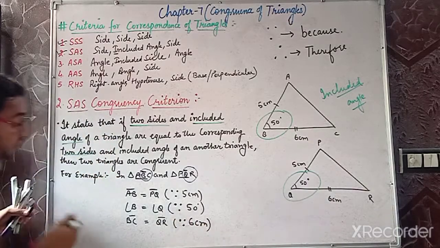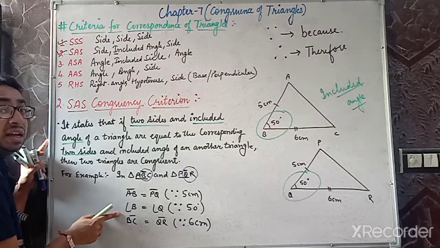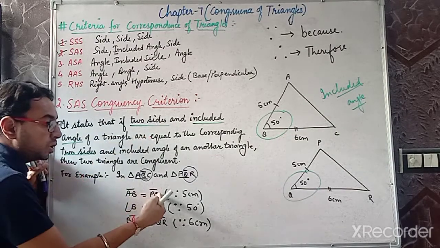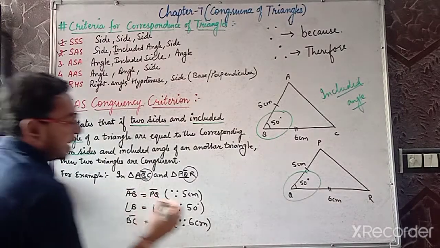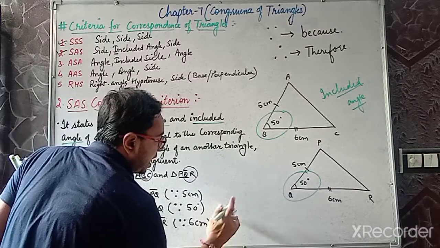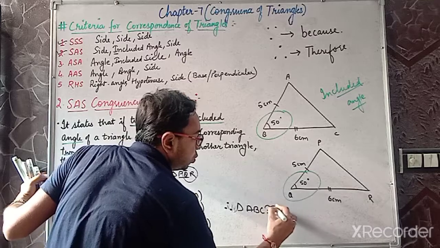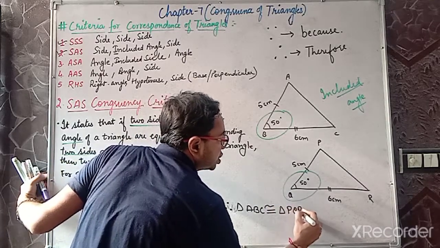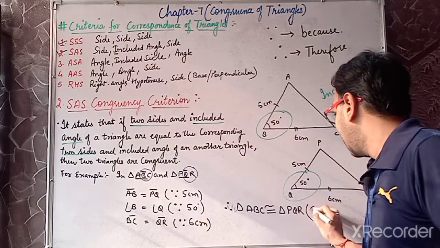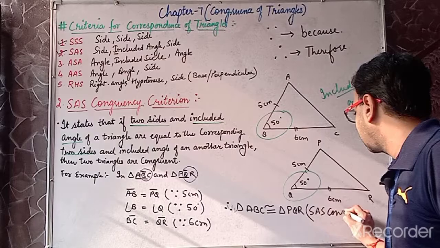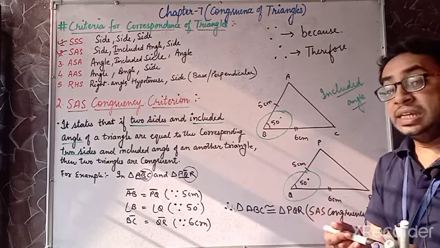Don't you think it is fulfilling the condition of SAS? Two sides and included angle of a triangle are equal to the corresponding two sides and included angle of another triangle. Then two triangles are said to be congruent. Therefore, triangle ABC is congruent to PQR by which rule? What rule we have used? Side angle side. SAS congruency rule, and hence they are equal.